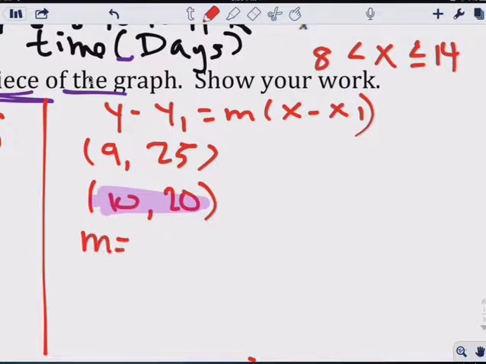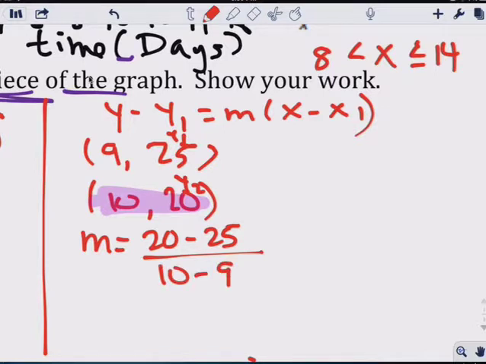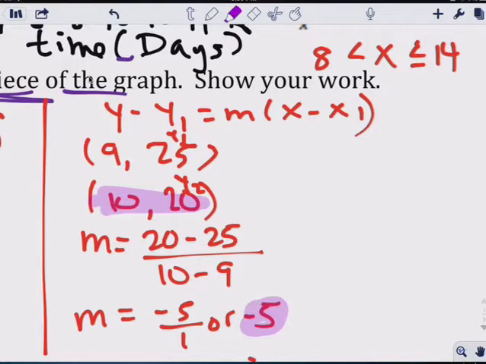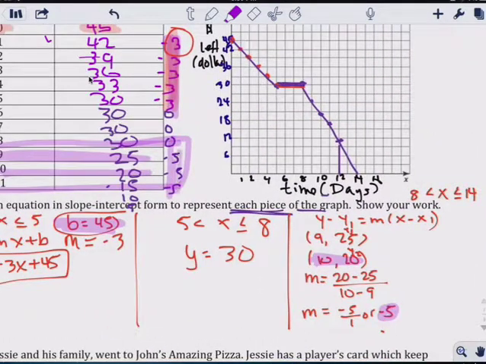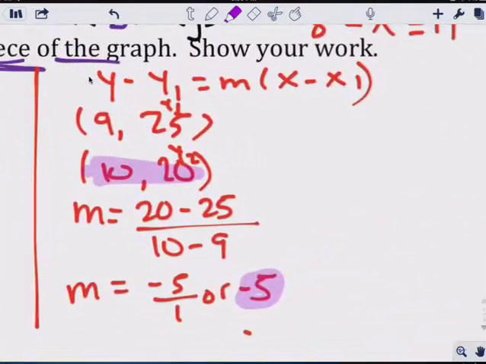M equals y2, which is 20 minus 25, over, this is y2 and this is y1, over x2, 10 minus 9. So my slope is -5 over 1, or just -5. Notice it's the same as right here. Okay.